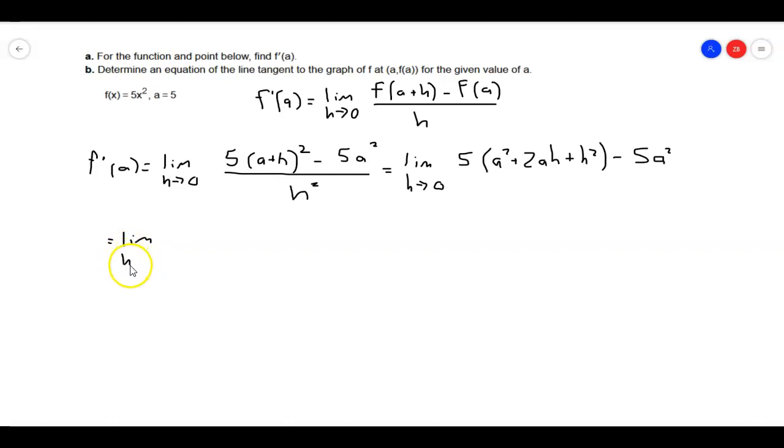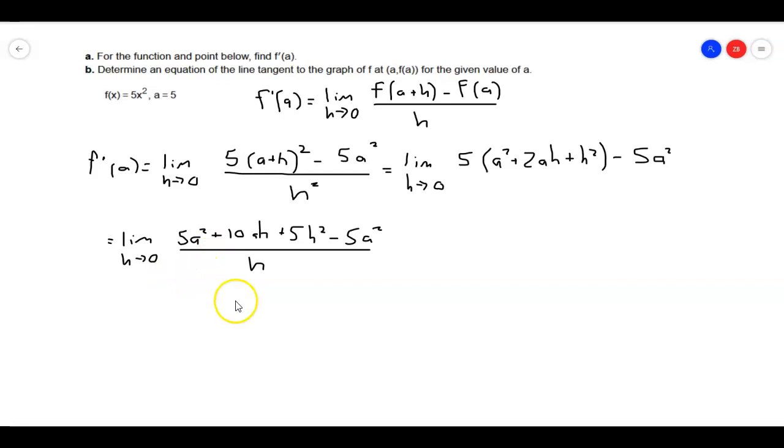And then that's going to equal the limit as h approaches 0. And that's going to be distributing that 5: 5a squared plus 10ah plus 5h squared, minus 5a squared, all over h.